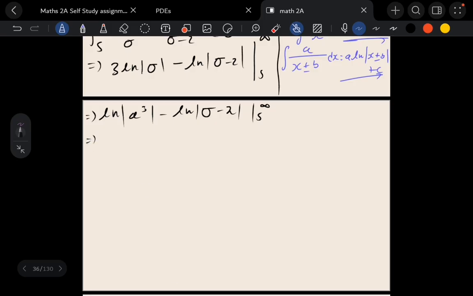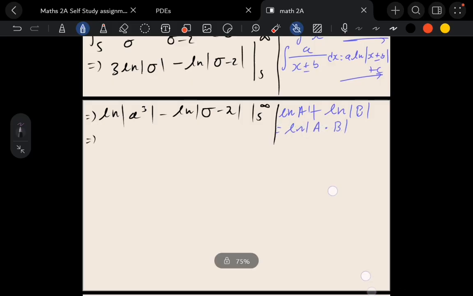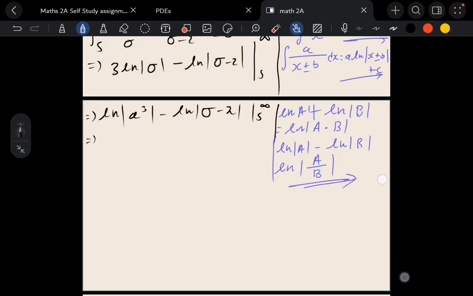And then I'm just going to use my laws. Remember the laws of logarithms. ln a plus ln b is what? It is ln a times b. And then ln of a minus the ln of b is just going to be ln of a over b. So those are the rules that you need to keep in mind. So we need to perform them here.